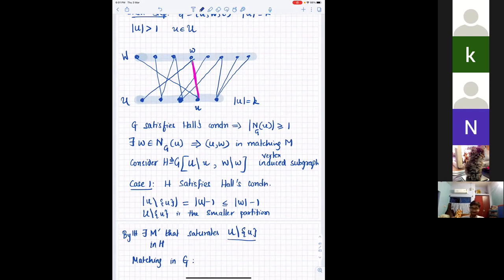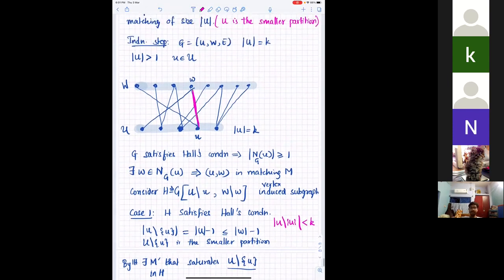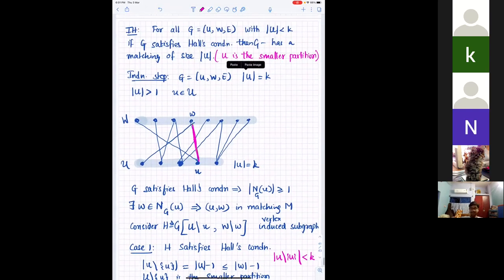So what can you say about the cardinality of U minus u? This is strictly less than k, right? Yes, because you had k vertices and you have removed one vertex, so the cardinality is k minus 1. So now you can use the inductive hypothesis. Is that clear? You have a bipartite graph H, where the vertex set is U minus u, W minus w, and there is some edge set. Let's call this E tilde.